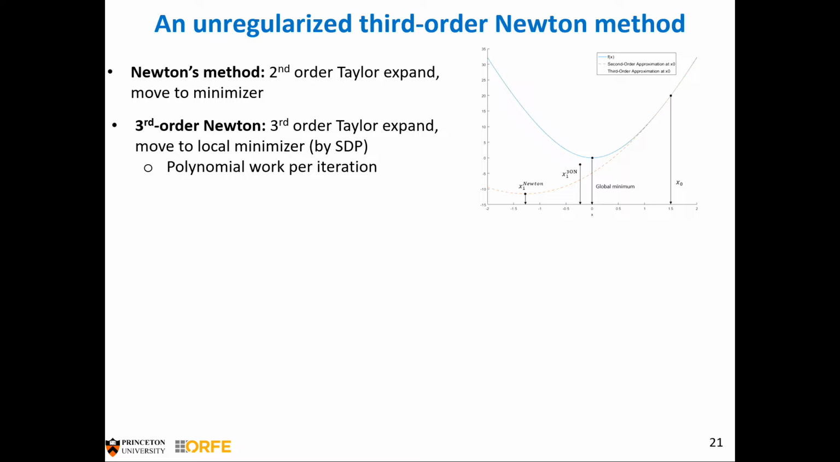where the idea is very, very simple. You Taylor expand to order 3 instead of 2, and you move to a local minimum of this third order polynomial by solving this small n by n SDP. Right? So it's definitely more expensive than Newton's method, no question, but the work per iteration is still polynomial. And this is sort of hard to see, but because the Taylor expansion is more accurate, if you start at x0, you can see that Newton would take you here, and the third order Newton method is more accurate and would get you closer to the global min, right?